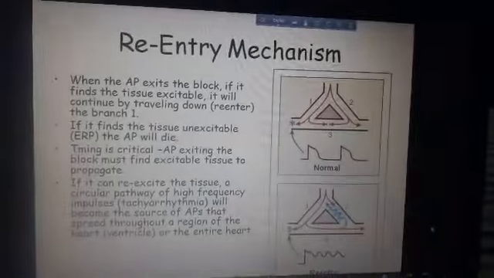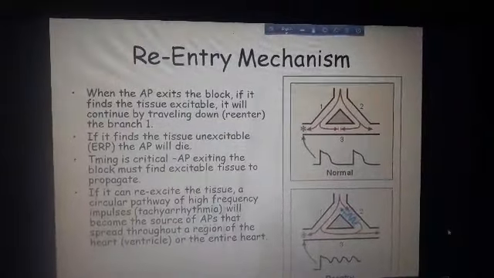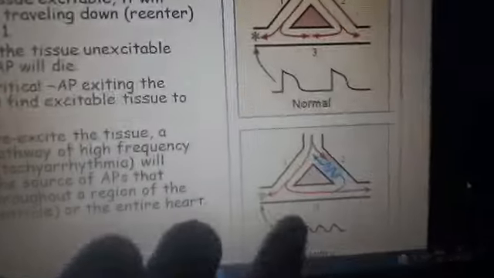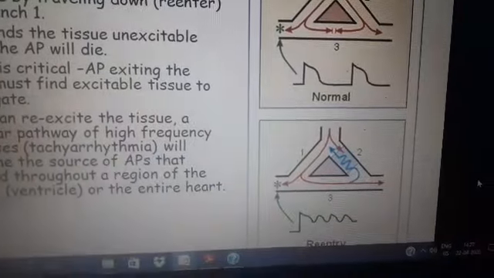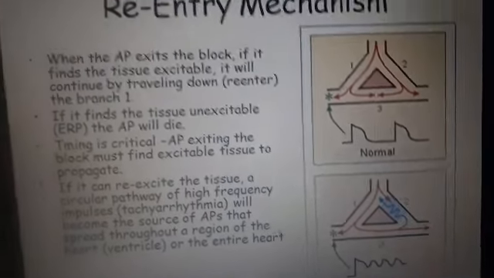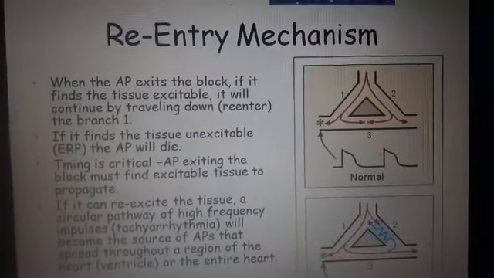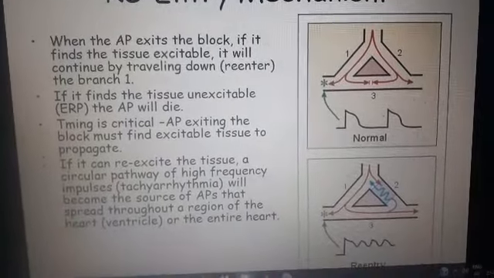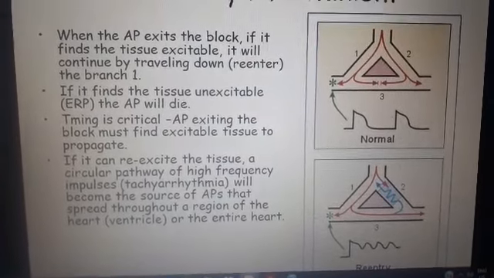So what will happen? Take this picture. Pathway 1 is the slower pathway, pathway 2 is the faster pathway. But remember, the slower pathway generally has a shorter refractory period, whereas the faster pathway has a longer refractory period. During the refractory period, the impulse cannot propagate.